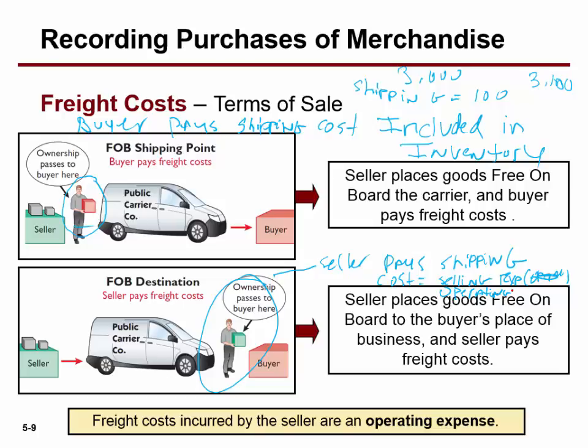Okay, so again, guys, look at me. Free on board shipping point. Who pays the freight? The buyer pays the freight. That cost is part of the cost of the inventory, right? Okay, good. Free on board destination. Who pays the freight? Seller pays. It is an operating expense. A selling expense. More generally, an operating expense. More specifically, a selling expense.